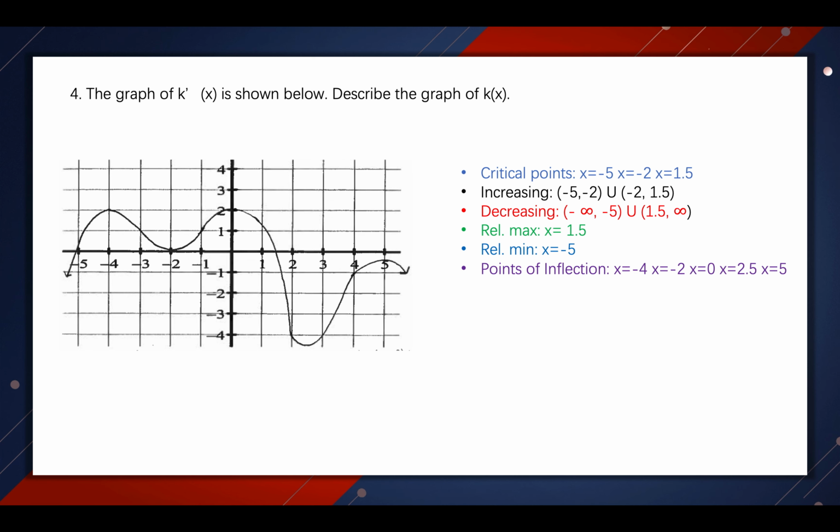The curve has a point of inflection when x equals -4, -2, 0, 2.5, and 5. The curve is concave up between x equals -infinity to x equals -4, and x equals -2 to x equals 0, and x equals 2.5 to x equals 5. The curve is concave down between x equals -4 to x equals -2, and x equals 0 to x equals 2.5, and x equals 5 to x equals +infinity. And here is all our presentation.